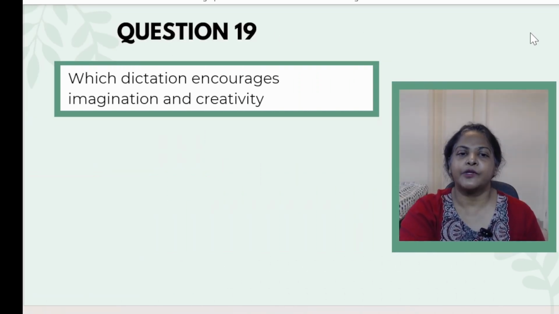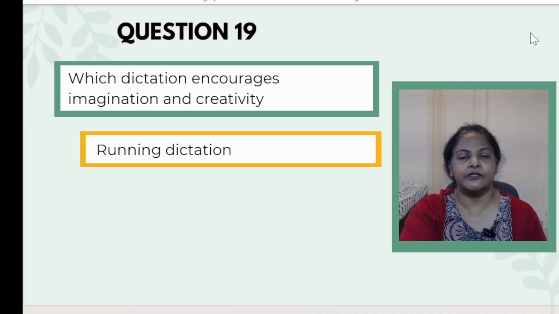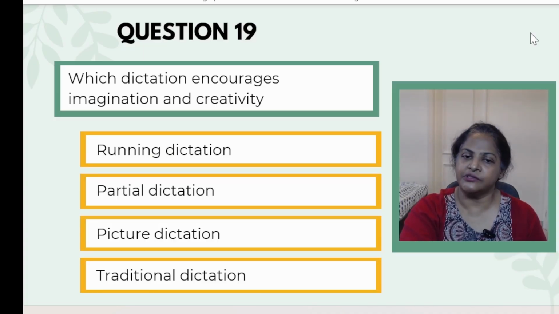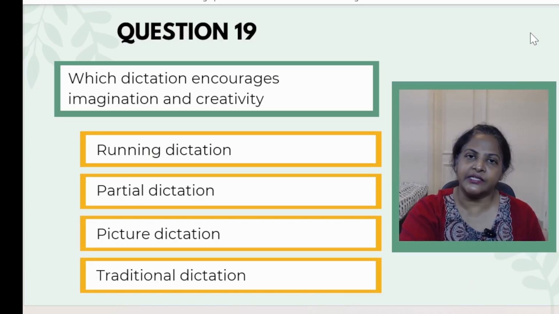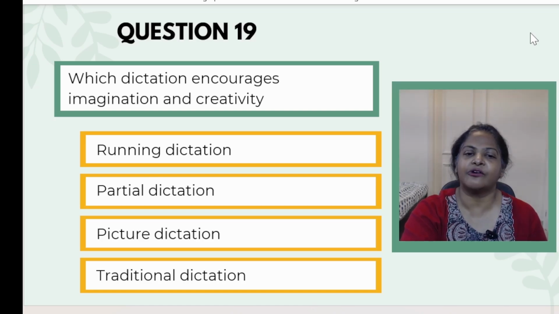Question 19. Which dictation encourages imagination and creativity? So which dictation means which type of dictation? This is a T question. And the dictations are given to you: running, partial, picture and traditional. So what is the intended outcome? Imagination and creativity. So you will have to think through what happens in running dictation, partial dictation, picture dictation or traditional dictation, and it will be very clear to you that the answer is picture dictation.